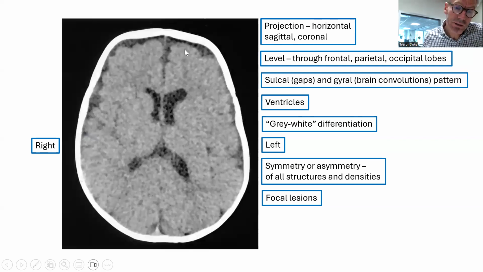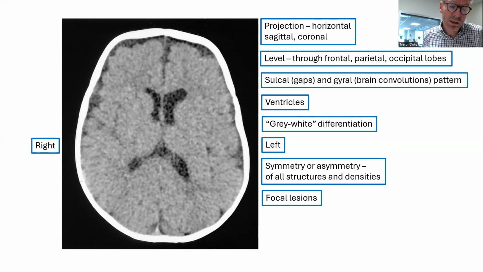This is a CT scan, also normal, of a slightly younger child who has a bit more space around the brain. You can see there's more cerebrospinal fluid around the frontal lobes, and the ventricles look a little bit larger. This is at a different level. You can see clearly the sulcal and gyral pattern. It's a bit harder to see the grey-white differentiation, and that probably relates as much to the quality of the image as anything else. It's still a normal CT scan.